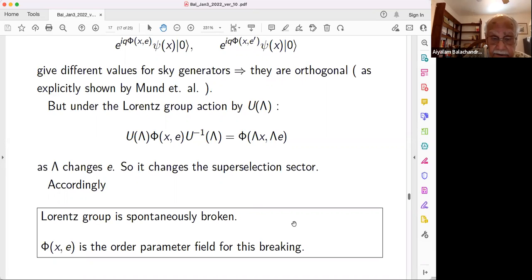The meaning is very clear. The infrared cloud is so dense that the Lorentz group is shifting it at infinity, and when you shift it, the local operators are not sensitive to this shifting, and you end up with a new representation of the Poincare group.